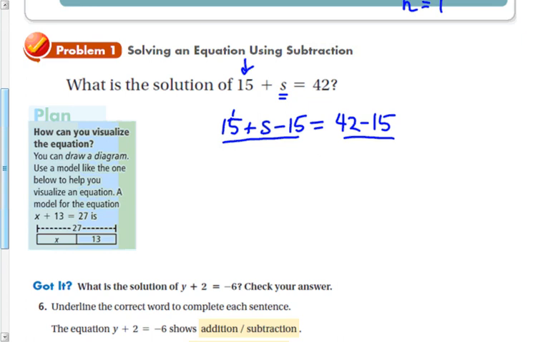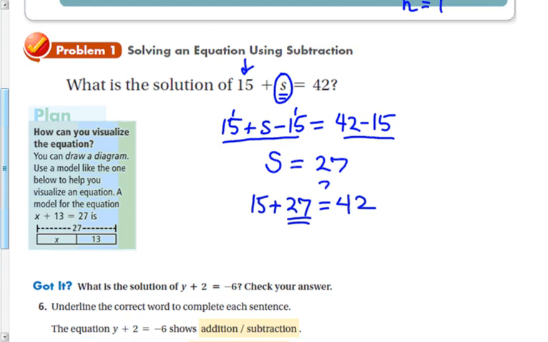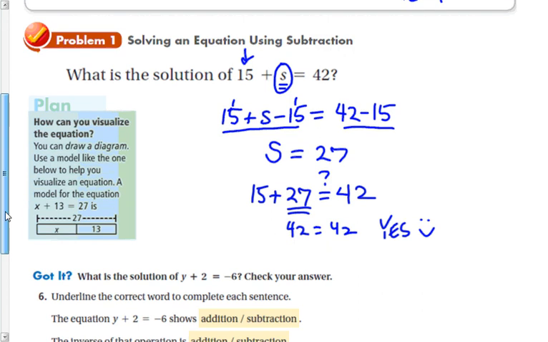Now, 15 minus 15 simplifies to just 0 plus s, which is just s, and 42 minus 15 is 27. I know s is equal to 27. And if I check that, I would just do 15 plus 27, make sure that equals 42. Notice I substituted 27 for this s here to check it. So is that true? Since this is 42, that is true. So we're good. Yes, it's a solution. All right, go ahead, you try that.